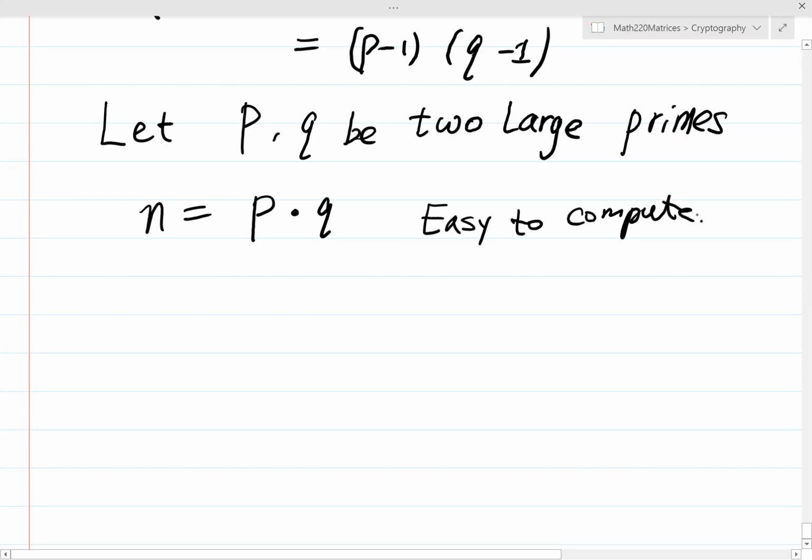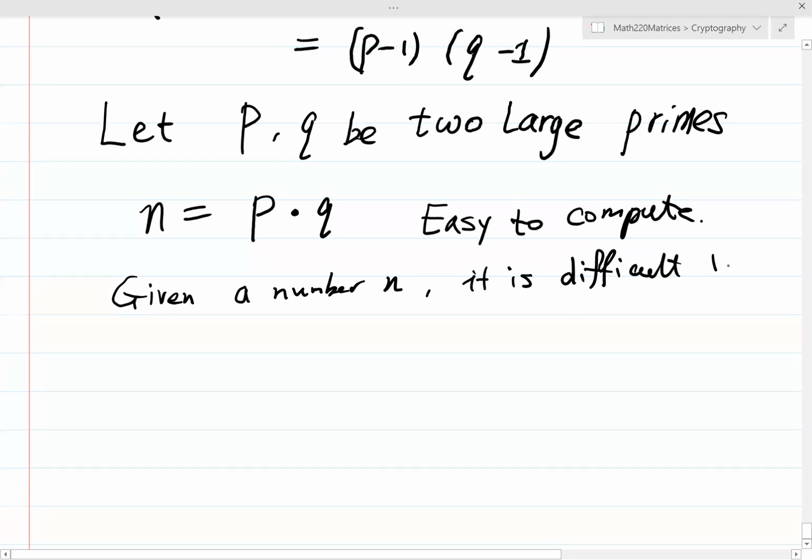Easy compute. Now, conversely, if someone gives you a number n, and we know it's a product of two primes, if we want to factor it, now it's difficult to factor n.